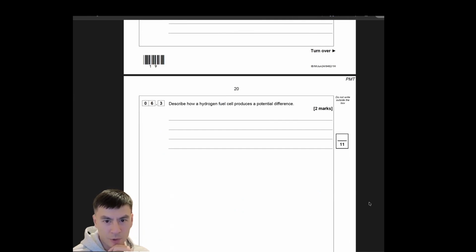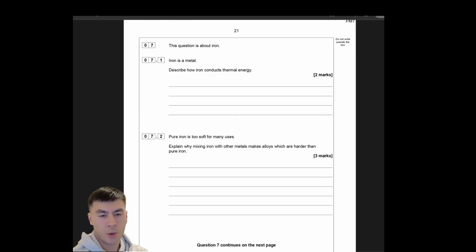Describe how a hydrogen fuel cell produces a potential difference. Produces water when it oxidizes. So hydrogen loses electrons when it oxidizes. Question 7. This question is about iron.